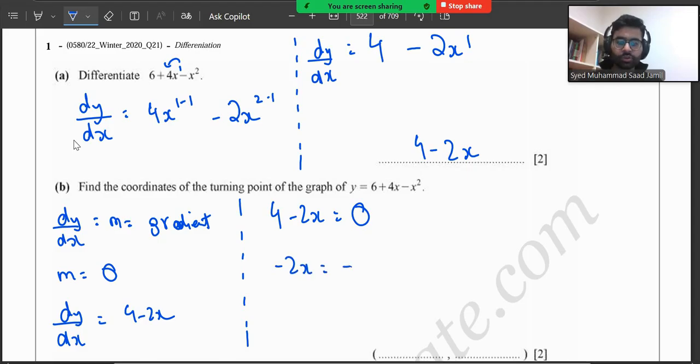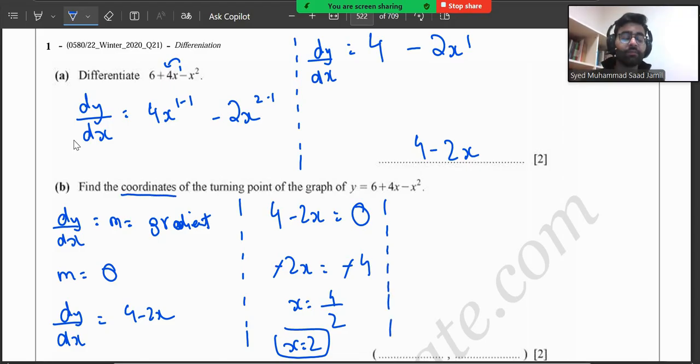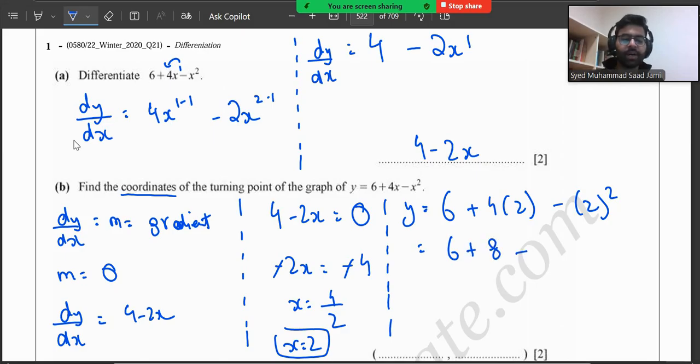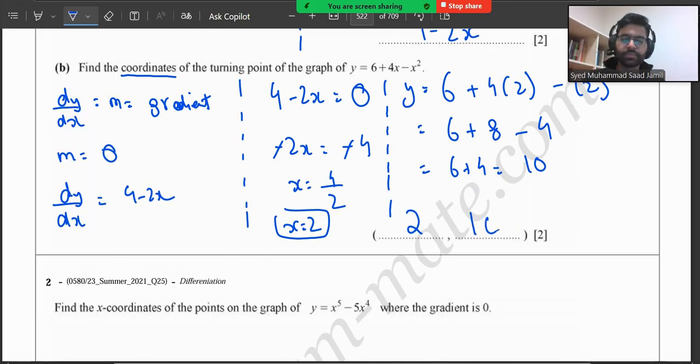Minus 2x is equals to negative 4, because we shifted 4, minus minus cancel, x is equals to 4 divided by 2, x is equals to 2. That's the first part of it. Now let's move to the second part. Because it's saying find the coordinates, we found the x coordinate. We need to find y. So y is equals to 6 plus 4 multiplied by 2 minus 2 whole square. 6 plus 8 minus 2 square is 4. So 6 plus 4, which is 10. So your coordinates are 2, 10.